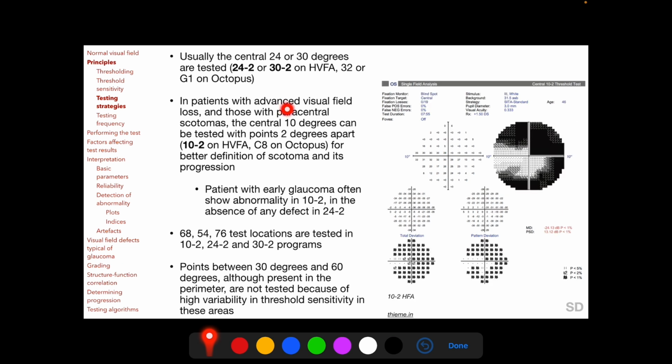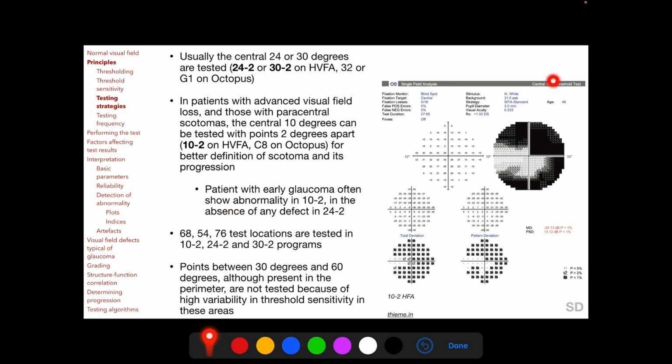In patients with advanced visual field loss and those with paracentral scotomas, the central 10 degrees can be tested with testing locations 2 degrees away from each other, and this is called the 10-2 testing strategy on the Humphrey Visual Field Analyzer. With a 10-2 strategy in a patient with advanced visual field loss, we get a better definition of the scotoma as well as early detection of progression of the scotoma. On the other hand, it has also been seen that patients with early glaucoma often show abnormality in the 10-2 testing strategy in the absence of any defect in the 24-2 testing strategy.